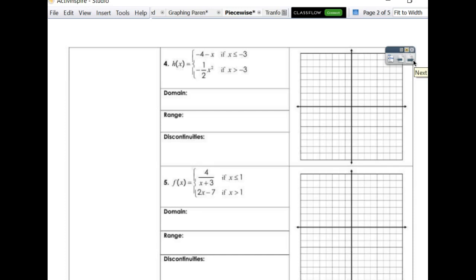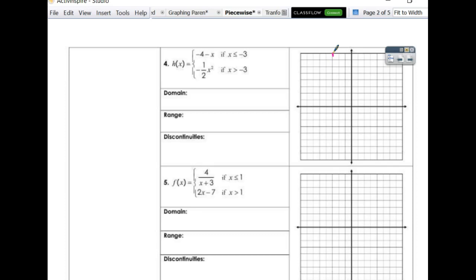Okay, so I'm just going to do number 4 and then we'll be done. So the top one on number 4, what is that graph? A line. And what is the second one graph? A parabola. So the next thing that I ask myself is I'm going to look at the domain. Where's my breaking point? Where am I going to stop? Okay, so I'm going to make a little mark. 1, 2. Right here is -3.